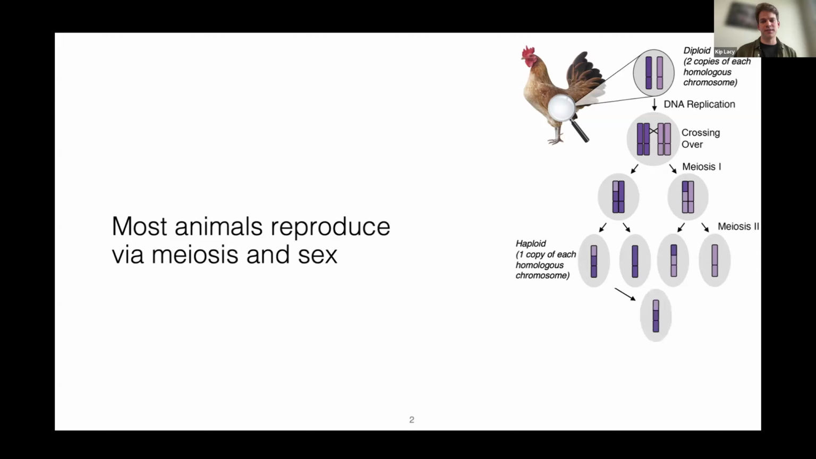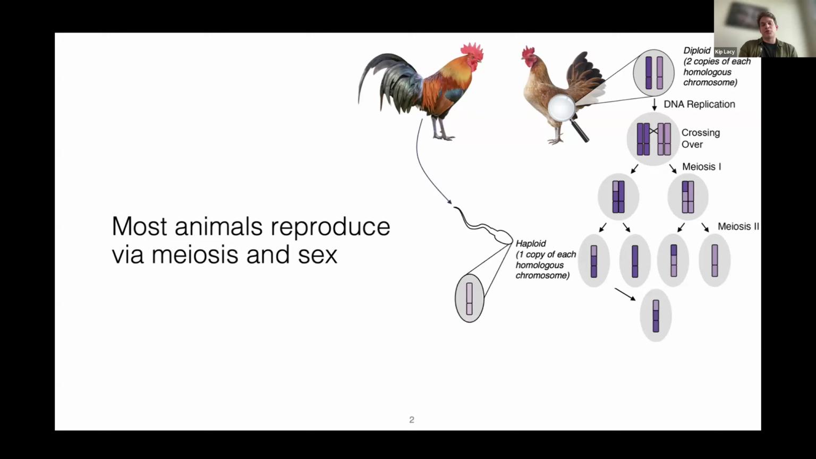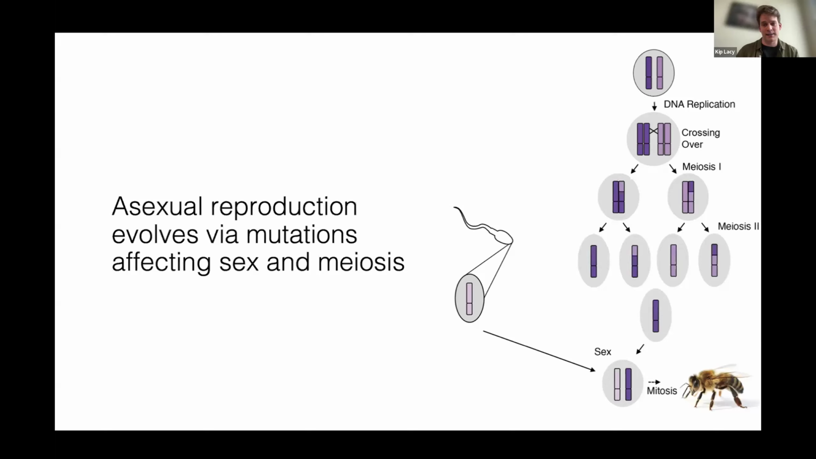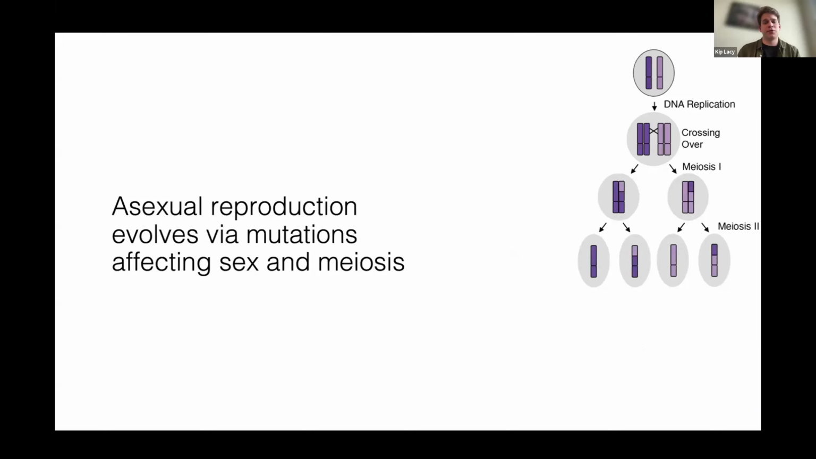In female meiosis, one of these is selected as the egg, and after an analogous process occurs in the male germline, sexual fertilization will produce a diploid offspring that undergoes many rounds of mitosis, and the process continues. So that's how the birds do it. It's also how the bees do it, and it's basically how the vast majority of animals reproduce. But of course, not all animals reproduce this way because asexual reproduction evolves sporadically. And when it does, this occurs via perturbations of sex and meiosis.